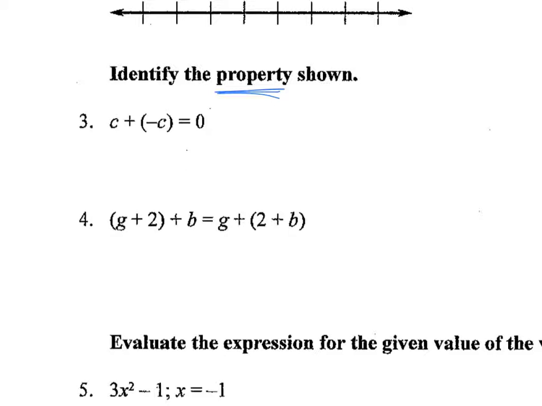And then in number 4, take a very close look at your groupings. So you got the set g plus 2, then plus b equals g plus the set 2 plus b. We're kind of just moving these grouping symbols around, and which property in math talks about changing who you associate yourself with when you group things. That's number 3 and 4.